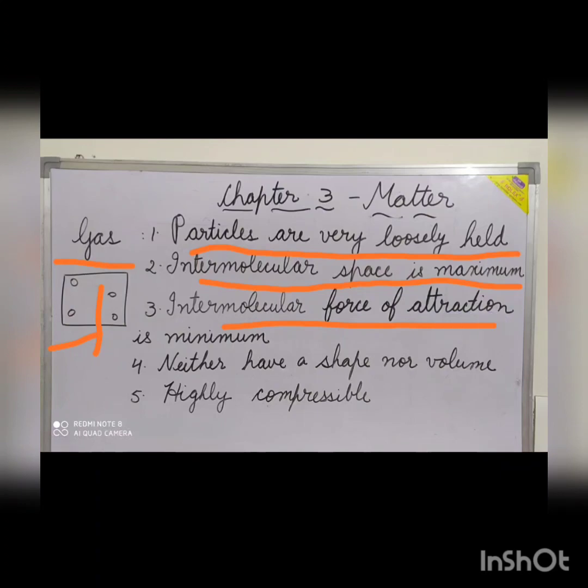Intermolecular force of attraction is minimum because the particles are so far from each other. They neither have a shape nor volume. As there is no force of attraction, the gases don't have any shape. They take the shape of any of the containers in which they are kept, and neither do they have a volume because they can occupy as much space as is available to them.